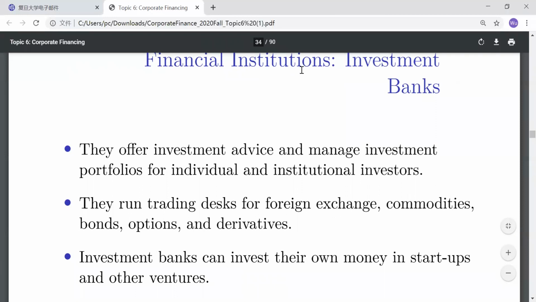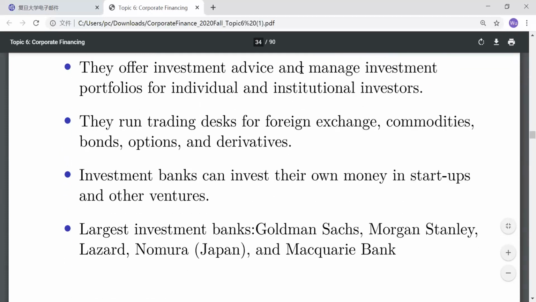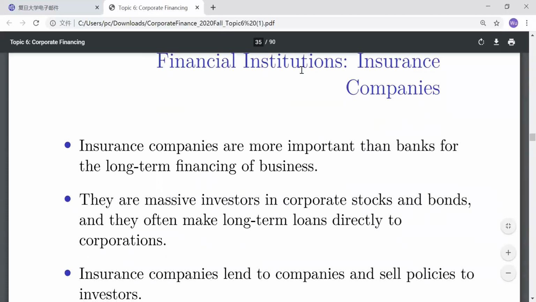And also they offer investment advice and manage portfolios for individual and institutional investors. They also run trading desks for foreign exchange, commodities, bonds, options, and derivatives, right? And investment banks can invest their own money in startups as well, right? Provide financing to those startup technology firms, right? The largest investment banks we are talking about here are Goldman Sachs, Morgan Stanley, Lazard, Nomura, and Macquarie Bank. These are the largest investment banks.